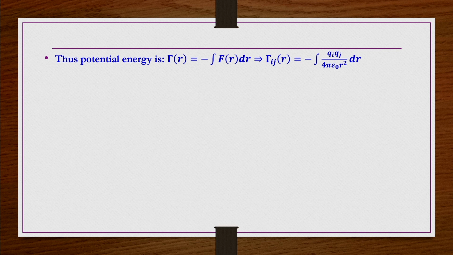Okay. Thus, potential energy, if you want to know, we know that F is equal to minus d gamma by dr. That means gamma is the integral of f of r dr with a negative sign. So, whatever f of r we had just now by Coulomb's law, you substitute here and then integrate. Now, in place of f of r, substitute Qi Qj by 4 pi epsilon naught r square according to Coulomb's law. Then gamma ij as a function of r, we will get Qi Qj divided by 4 pi epsilon naught r plus a constant, right.